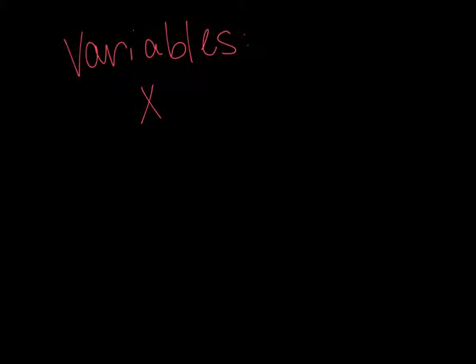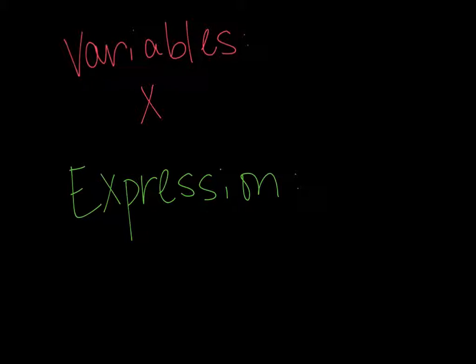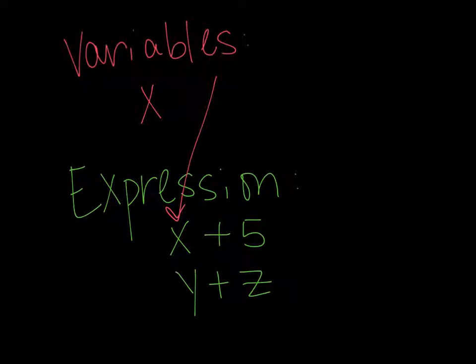Variables come in handy when we're talking about expressions or equations. An expression is simply a statement. So for example, if I have X plus 5, where X is my variable, then I'm saying something plus 5. That's my statement. You could also even have an expression that says Y plus Z. This is an unknown plus another unknown.